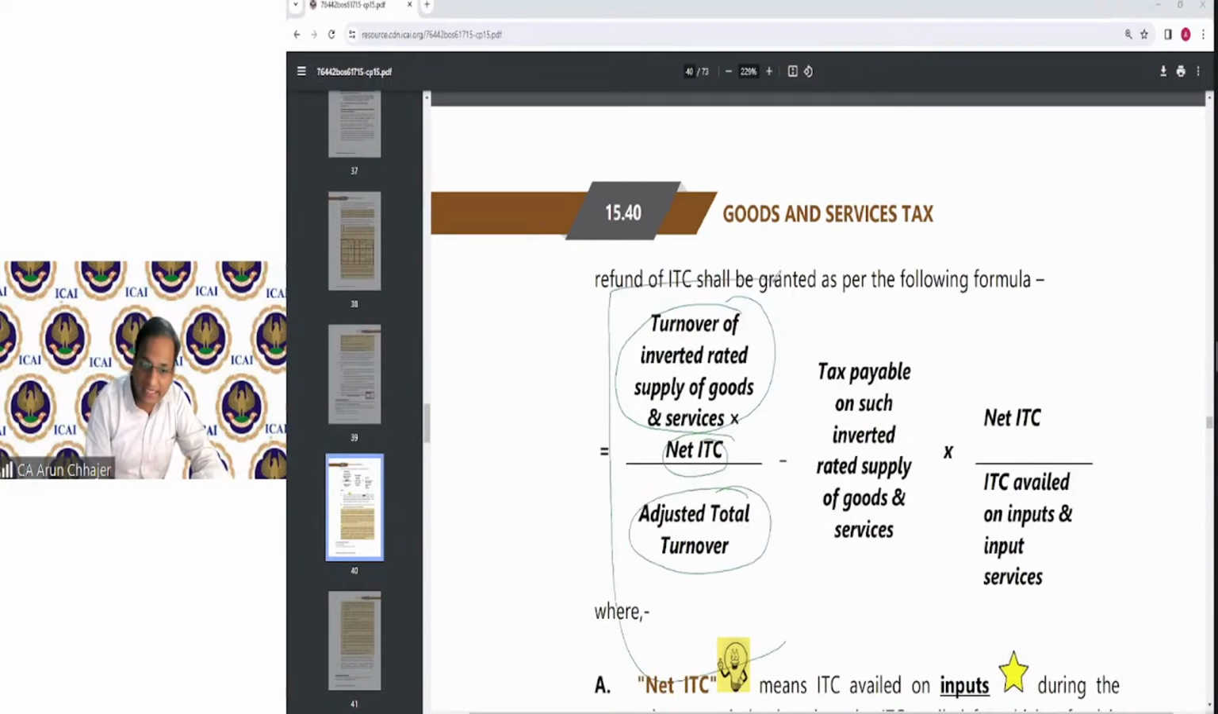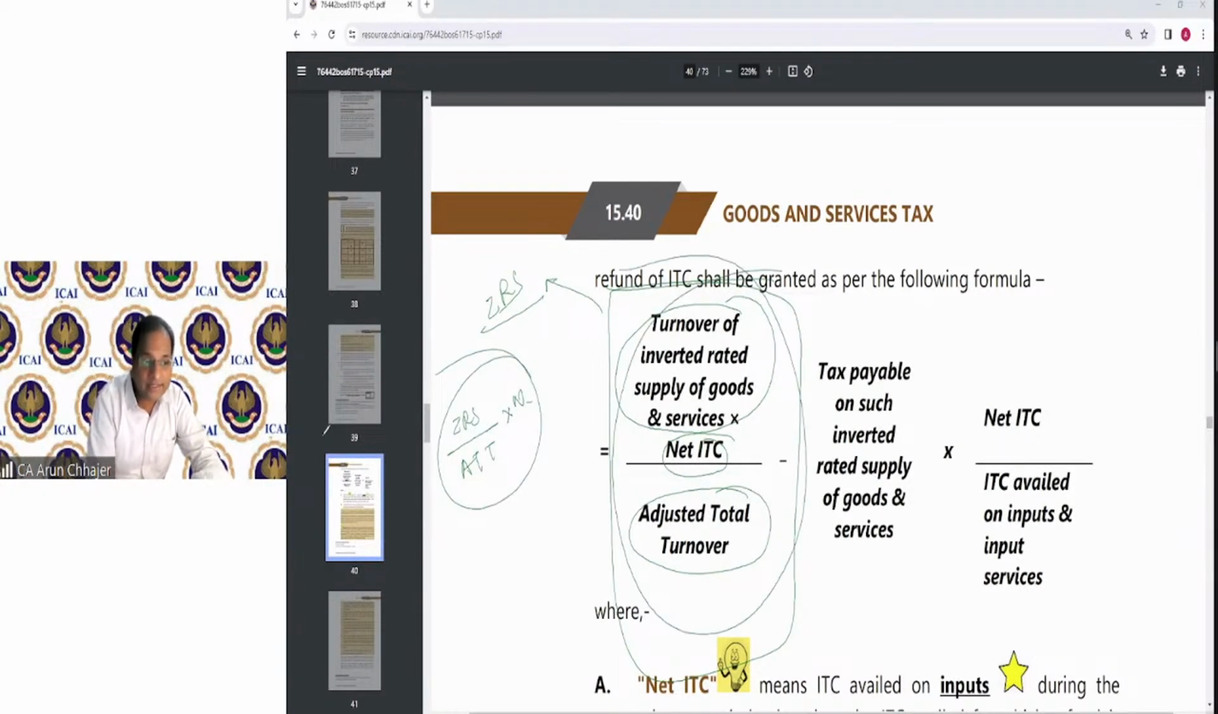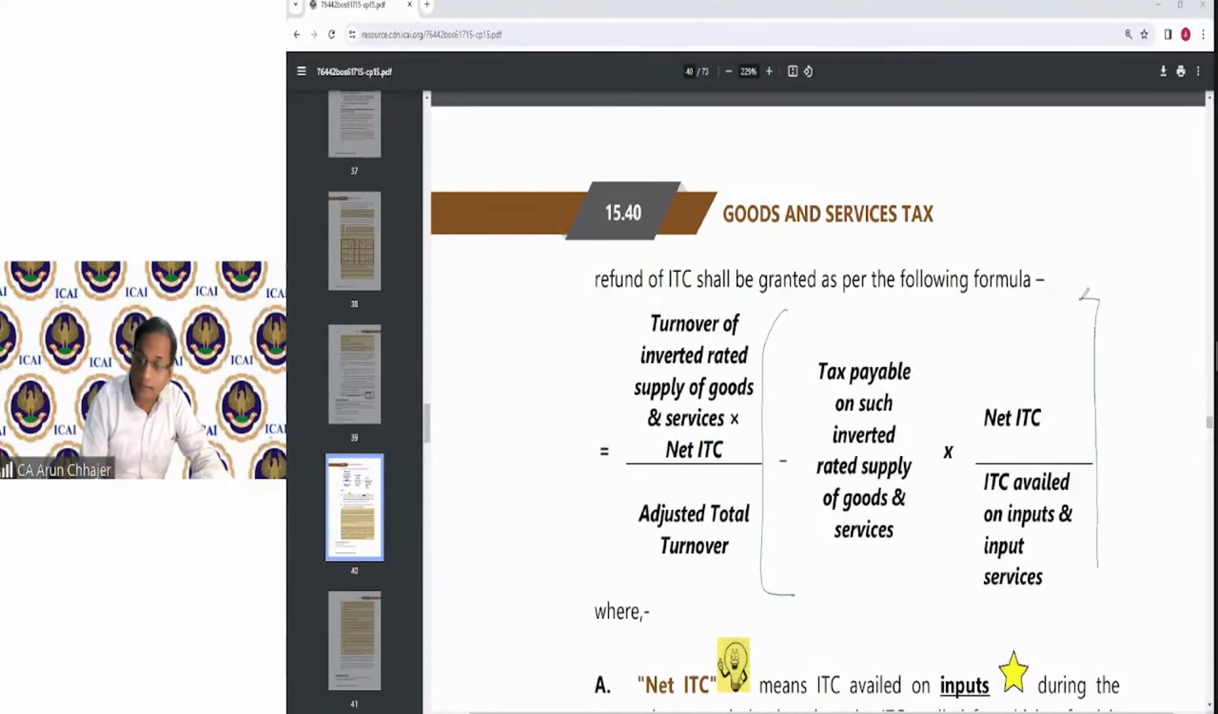This is exactly same which we have discussed in the refund for zero rated supply. We have discussed zero rated supply of the goods plus services divided by adjusted total turnover multiplied by net ITC. This we have discussed same. So almost it is same. The difference is it has some reduction. Why reduction?